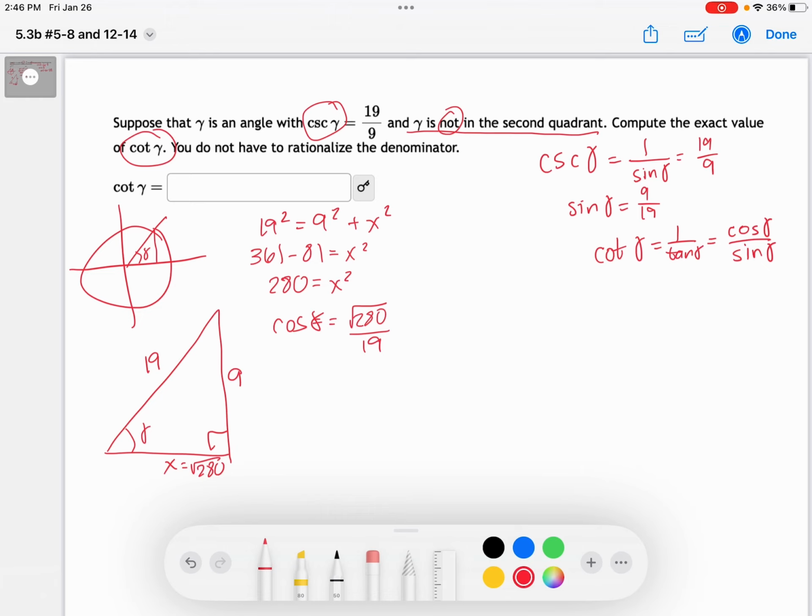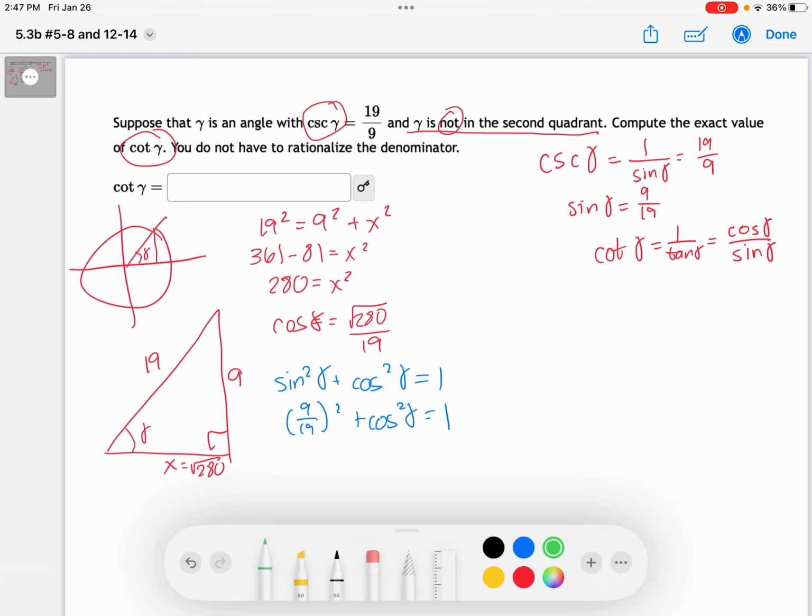Right. Okay, well, I'm almost ready. I do know what cosine is, but could I have found cosine a different way? Sure, I could use, let's do a different color just so this is something different, I could have used the Pythagorean identity. I could have said sine squared plus cosine squared equals 1. Okay, so I know what sine is, so I could say 9/19 squared plus cosine squared equals 1, and I could solve for cosine that way. It's going to give me the same value. Either way is going to get me to the same point.